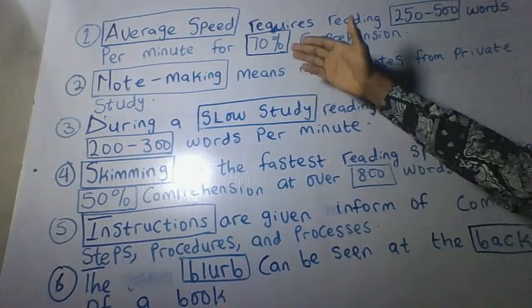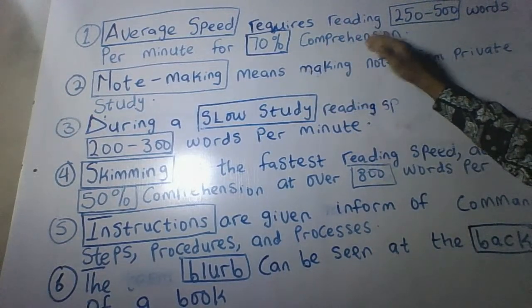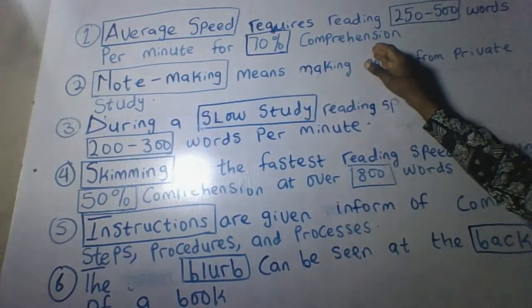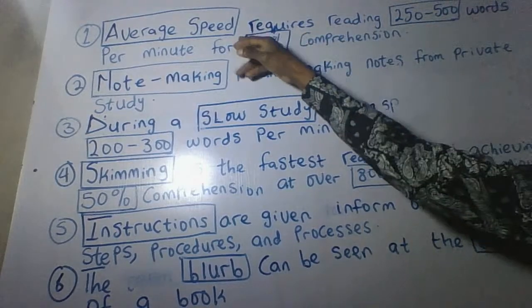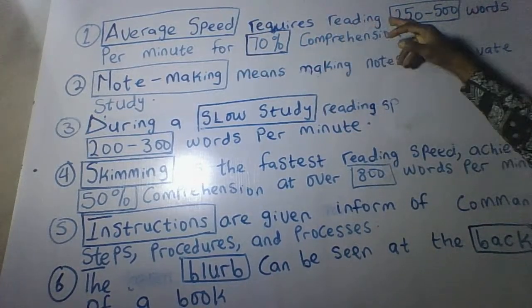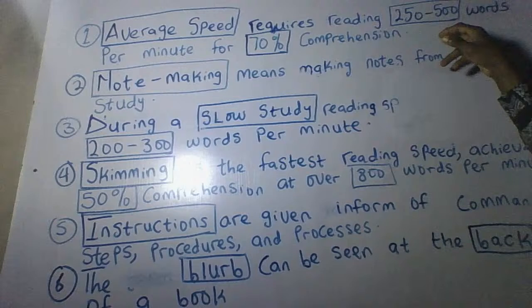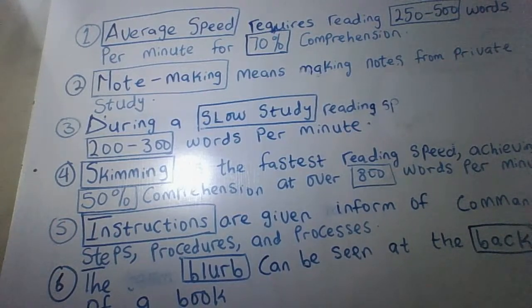Now, take a look at this. A question like this will definitely come out. Now, average speed requires reading 250 to 500 words. All right? Average speed.